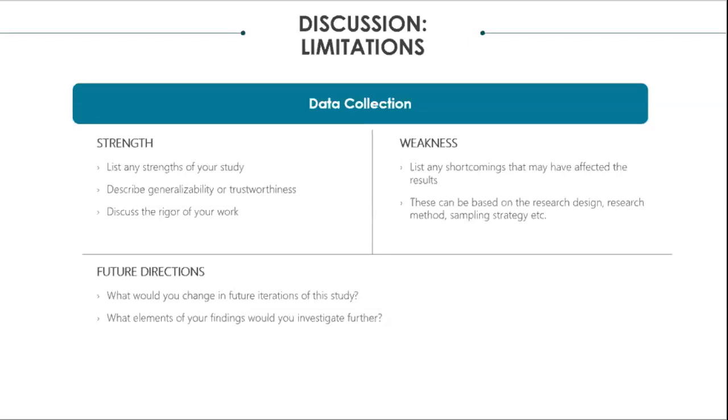And then in future directions, this may hinge on what you've already discussed in terms of weaknesses, and also any novel findings that you found. In the future directions, you'll want to talk about what you might change. So maybe different designs or different sampling strategies. And also talk about if there's any findings that you think warrant future research.